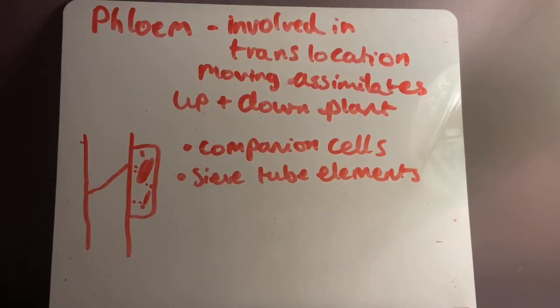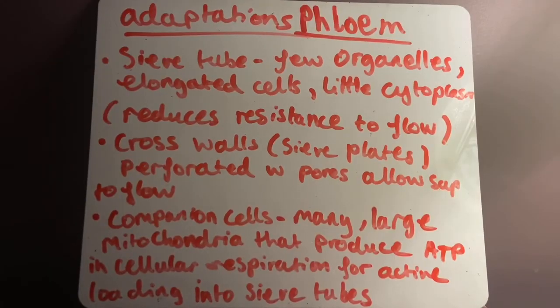The phloem is involved in translocation and moving assimilates such as sucrose or amino acids up and down the plant. It's made of companion cells and sieve tube elements. The sieve tube elements have few organelles, elongated cells, and little cytoplasm. This reduces the resistance to flow.